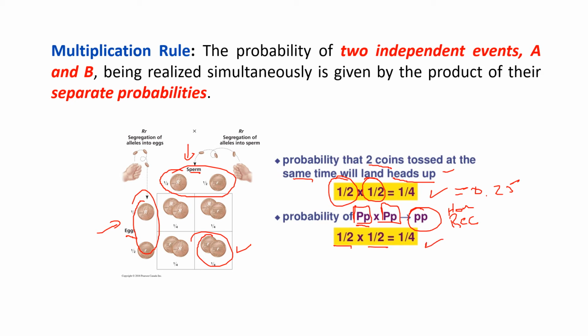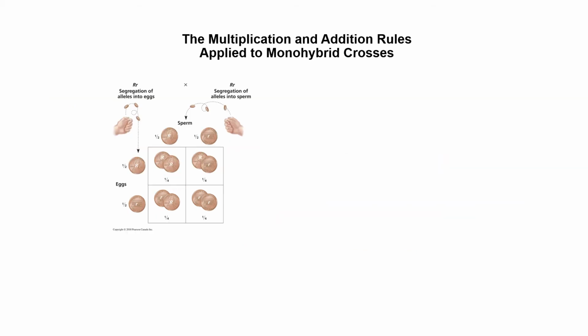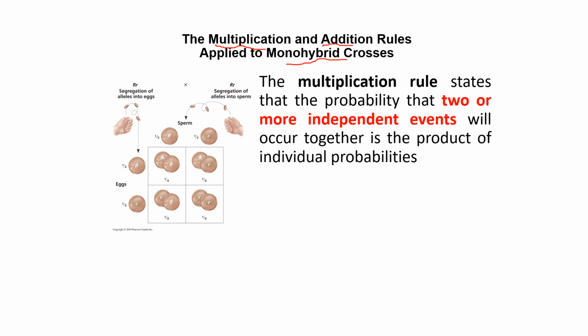In this case, it's very easy to count, but when you start increasing the number of genes, the multiplication rule will save you a lot of time. And we will do some exercises like that. So to summarize, as I said before, the multiplication rule, and later I will show that also the addition rule, can be applied to calculate probabilities in monohybrid crosses.